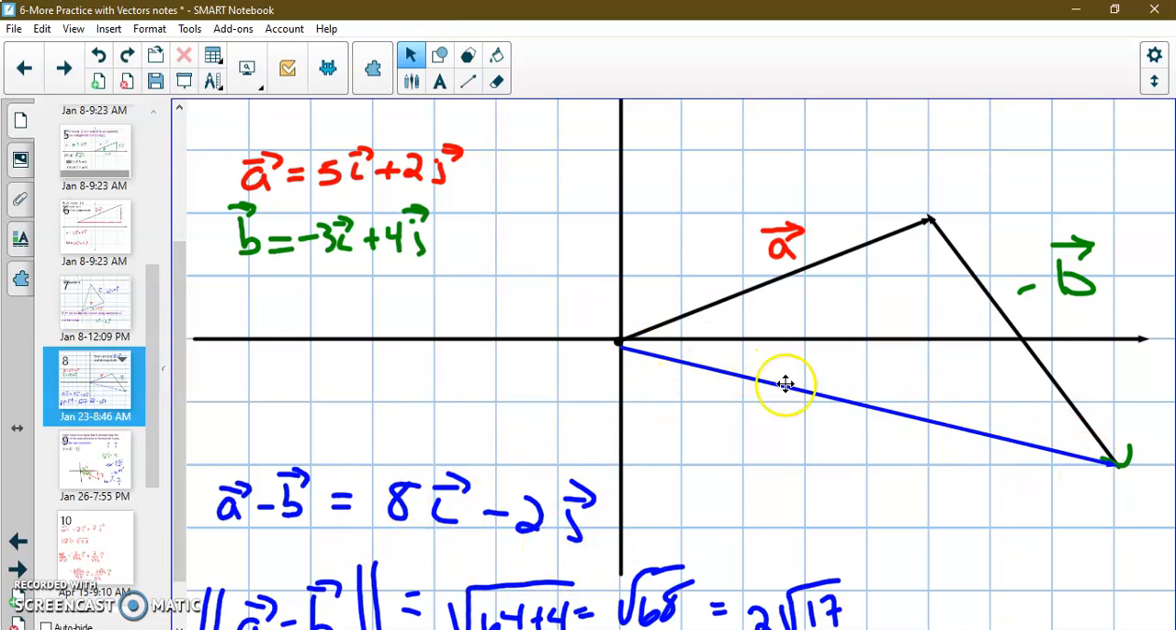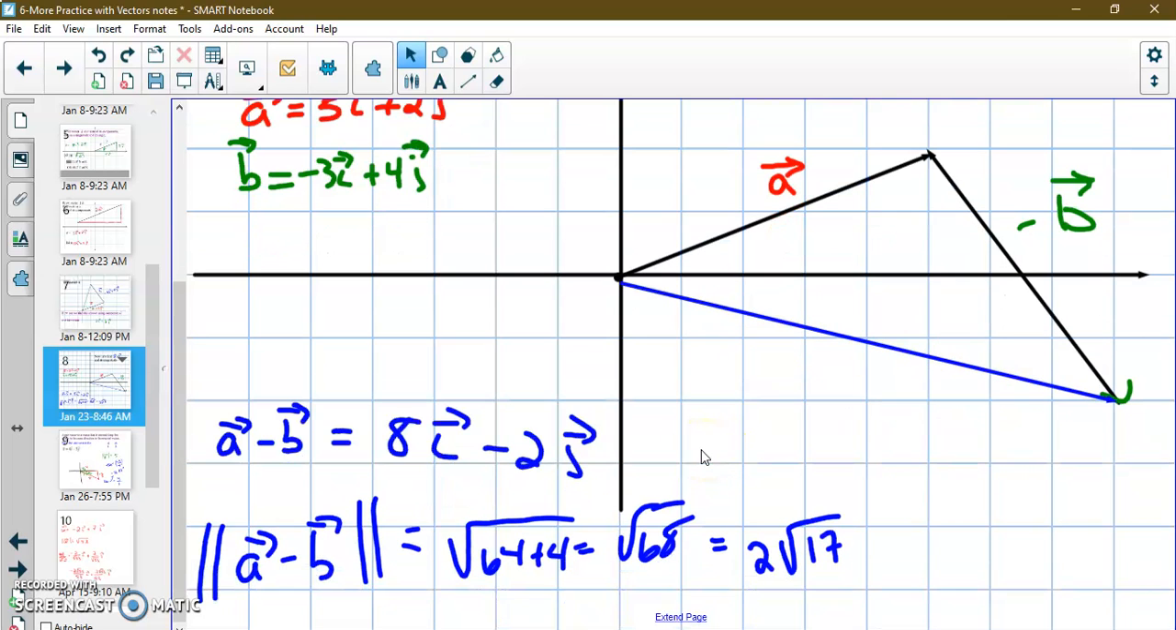And then to get the magnitude, we've got 8 and negative 2 as our components, but as a triangle, we would just use 2 and 8. So the square root of 8 squared plus 2 squared would give us root 68, and if we keep that in radical form, that reduces to 2 root 17.